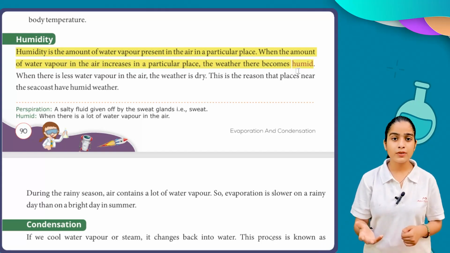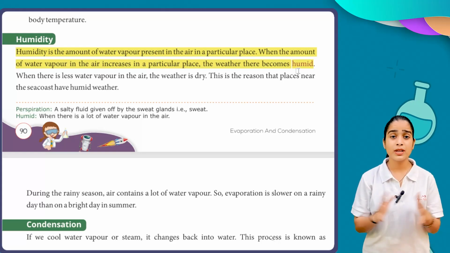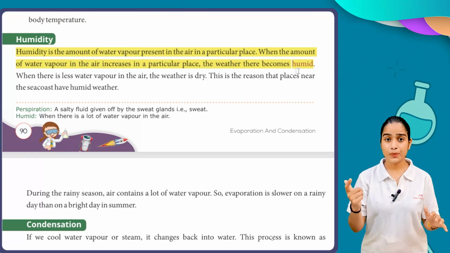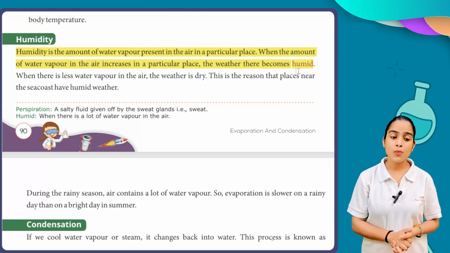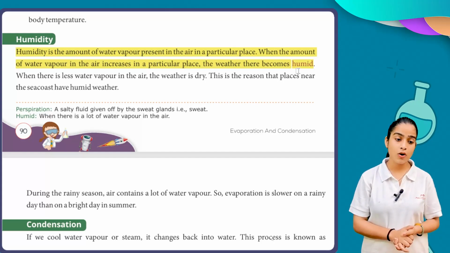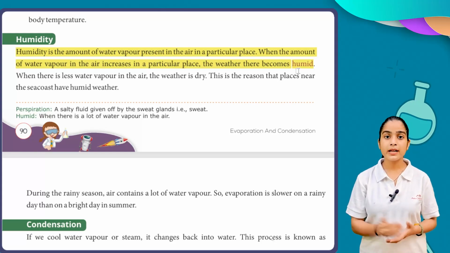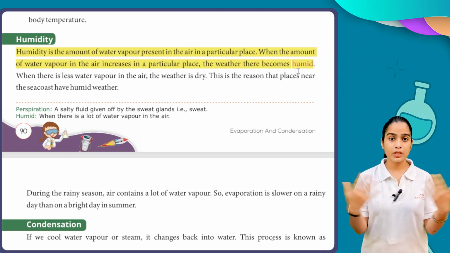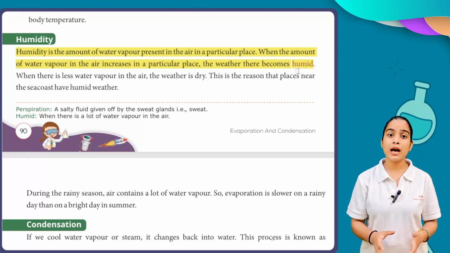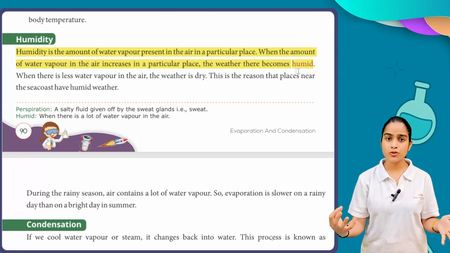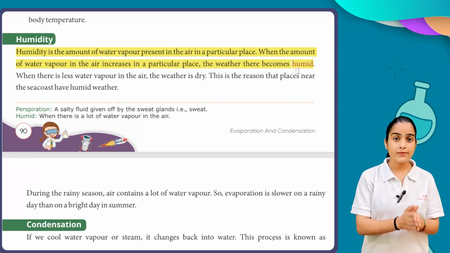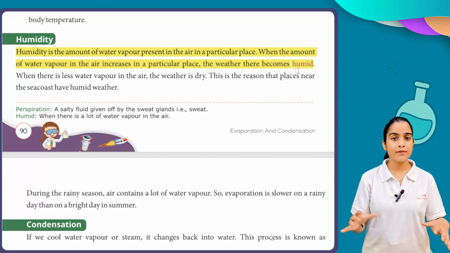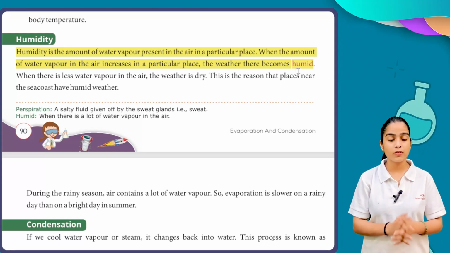Now, you commonly hear this sentence, that this time is very humid. Okay, so that is your humidity. Now when there is less water vapor in the air, the weather is dry. This is the reason that places near the sea coast have humid weather. So if we have a low amount of water particles in the air, then your surrounding will be dry. It will happen in the winter season because there is no moisture, right? And because the sea coastal area always has water particles in a great amount, the coastal area is always humid.